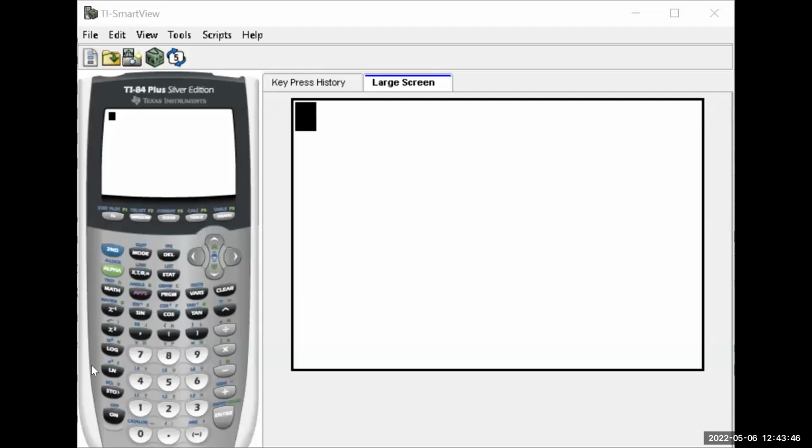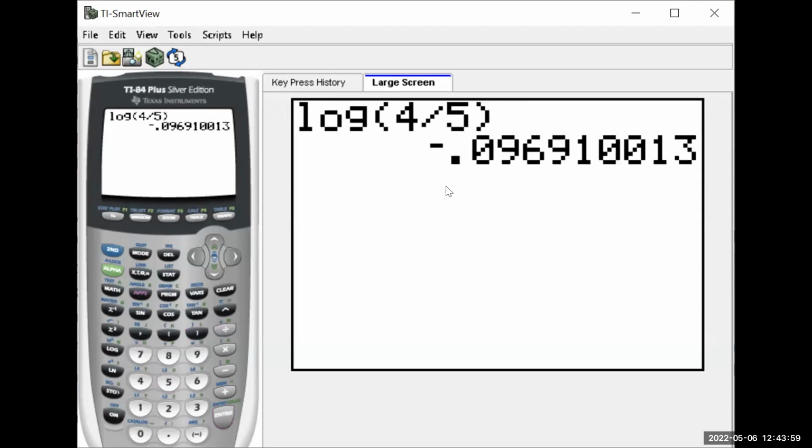So right here, log base 10, this is the log base 10 button I showed you in class. Plug in 4 divided by 5. Make sure you close the parentheses. And it's negative 0.0969100013. The directions say round to 3 decimal places. Let me double check. They do round to 3 decimal places. I looked in the back. So make sure you just round to 3 decimal places. So that would be negative 0.097. Okay.